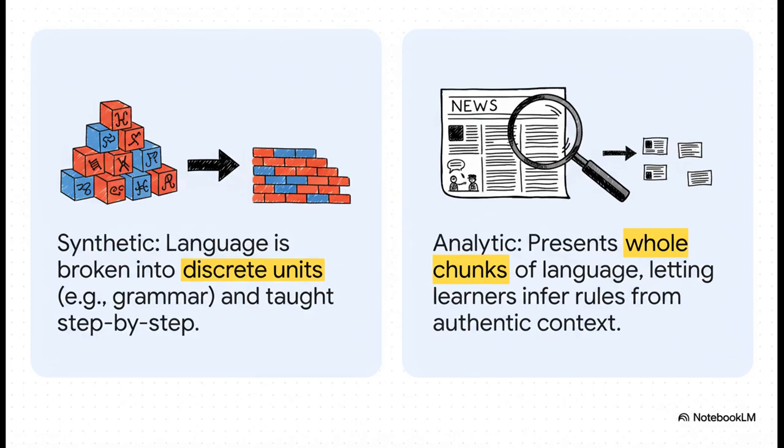A synthetic approach is kind of like building with Legos. You're given these small, separate pieces, a grammar rule here, a vocab list there, and you're expected to slowly piece it all together. The analytic approach, it's the total opposite. It gives you the finished meal and asks you to figure out the recipe. You're surrounded by real language, and you start to figure out the rules from the context. One is all about structure, the other is all about meaning.